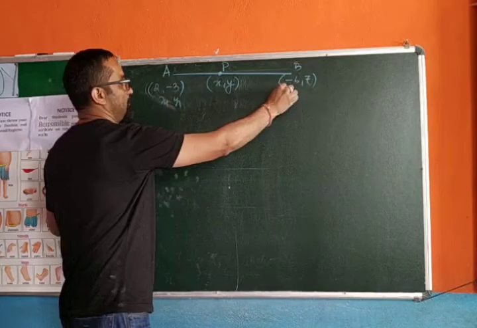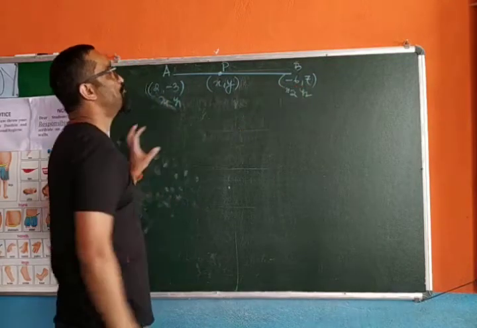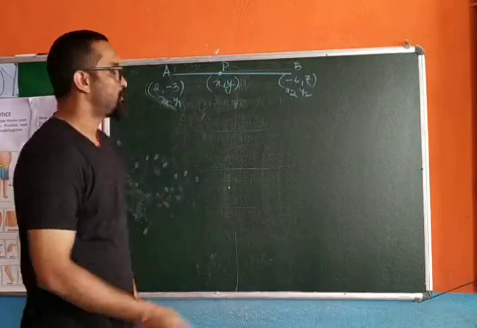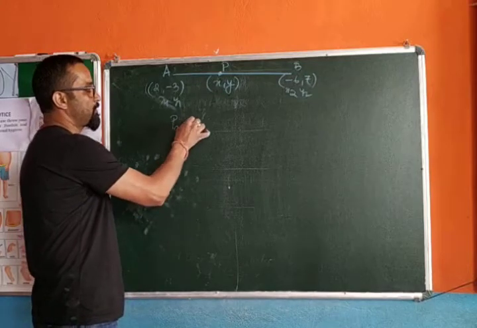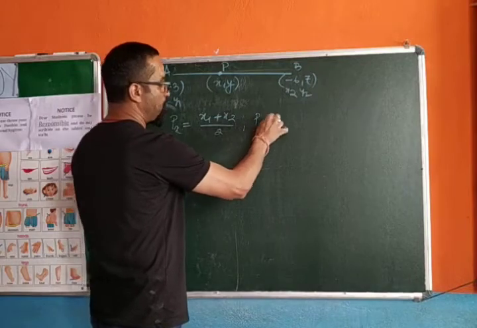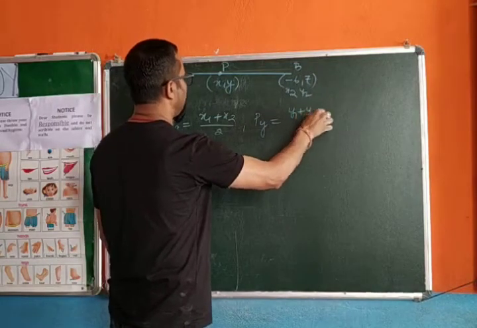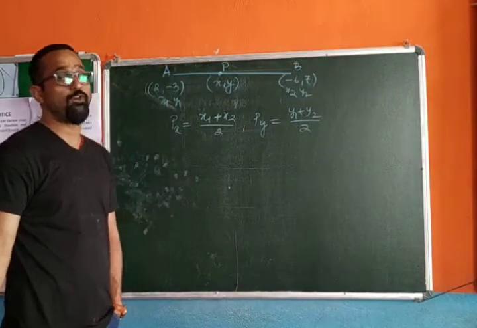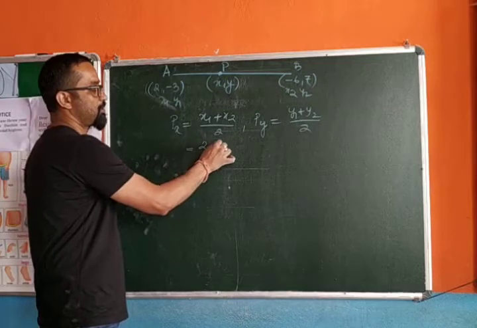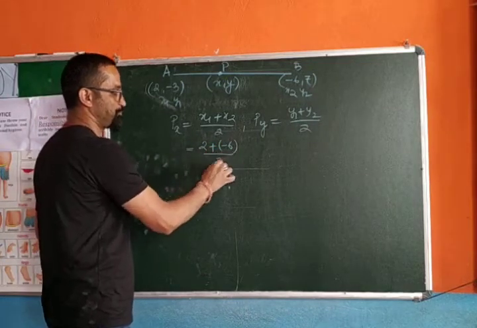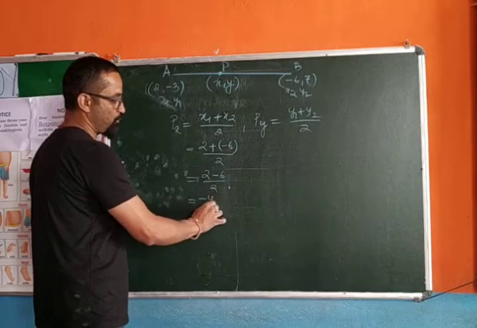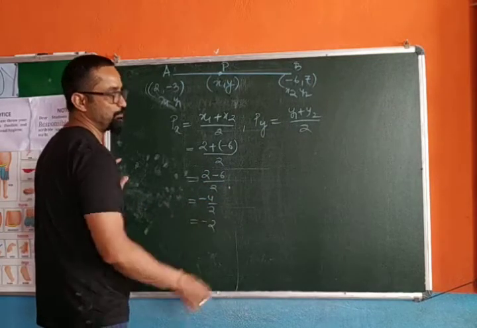X1, Y1, X2, Y2, the middle one we write X1. And since it is midpoint, we use the midpoint formula. Px equals X1 plus X2 by 2. Py equals Y1 plus Y2 by 2. Midpoint formula, simple one. X1 is 2 plus minus 6 divides by 2. 2 minus 6 divides by 2. Minus 4 by 2, which is equal to minus 2.